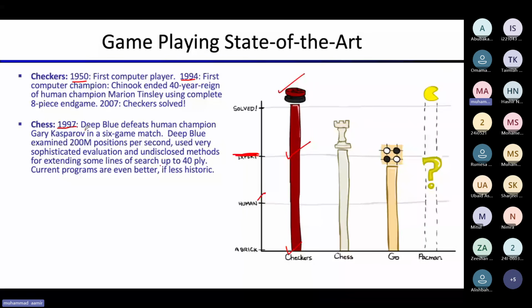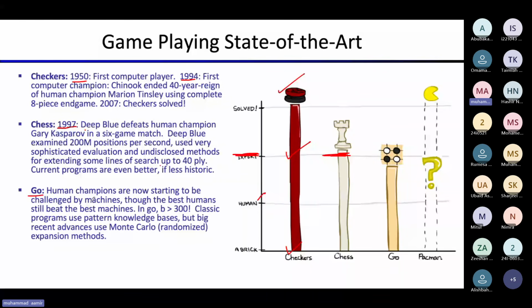This means in 1997, the chess game was at expert level, because this system defeated an expert human, which means this system is more expert than a human. But this game is still not completely solved, just because of the very large size of the game tree. The same goes for the Go game. This is written here, and for Pac-Man, you can see for yourself.